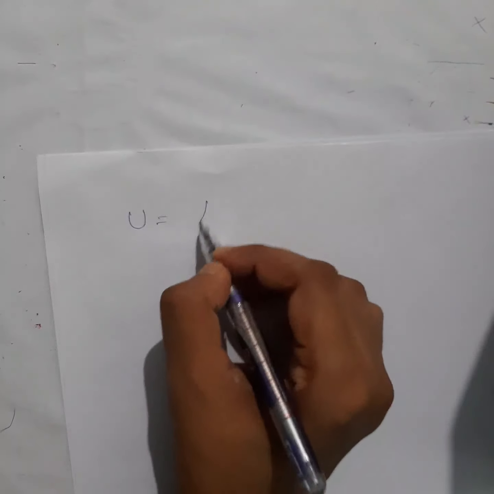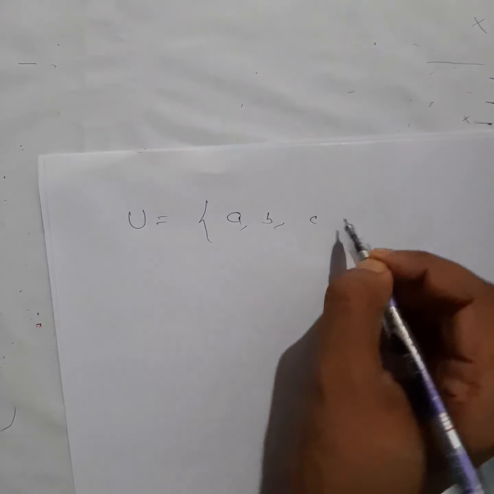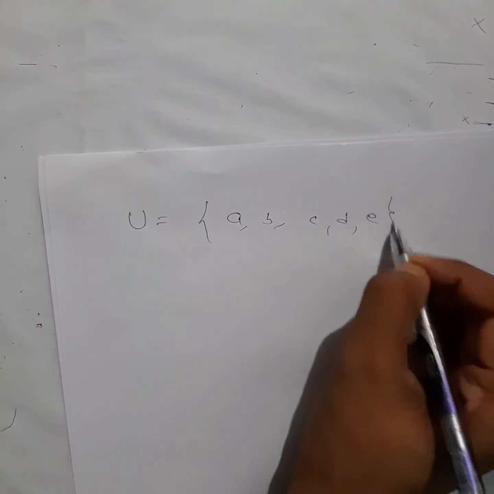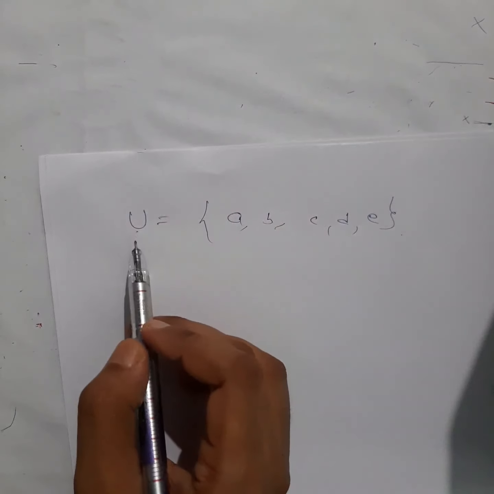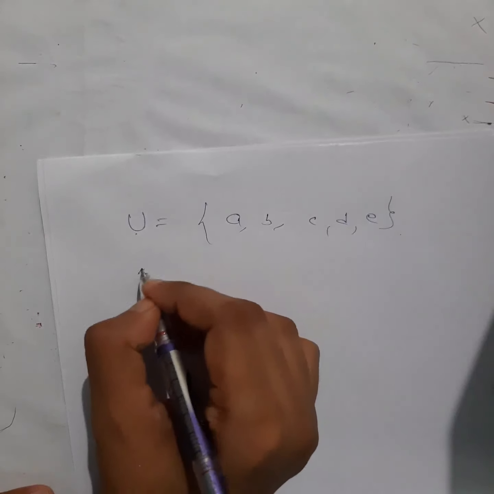I will take another example, because obviously this may not be that clear, right? Universal set, suppose I have taken A, B, C, D, E. Universal set means obviously this will be the biggest set, right? So I will take some smaller sets here.